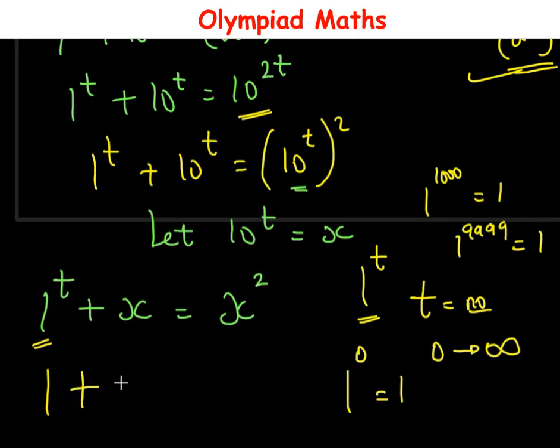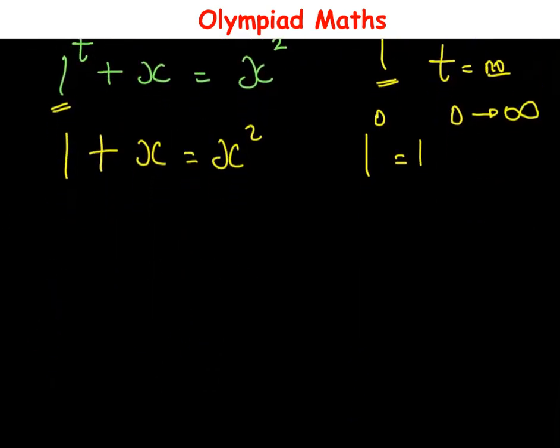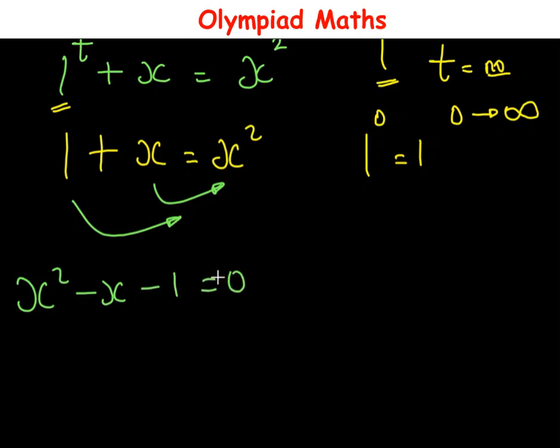Then plus x is equal to x squared. So with this, the next thing for us to do is to move x over to this side and also move 1 over to this side, such that this becomes x squared minus x minus 1 is equal to 0. And from here, what we have is a quadratic equation. To solve this, we're going to make use of the quadratic formula.